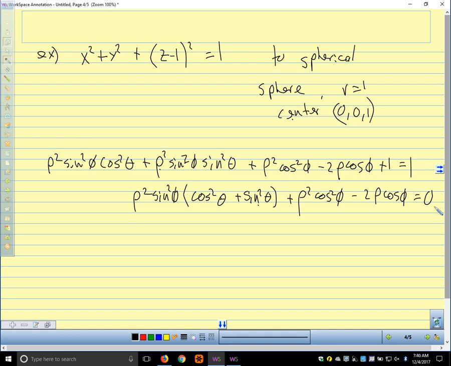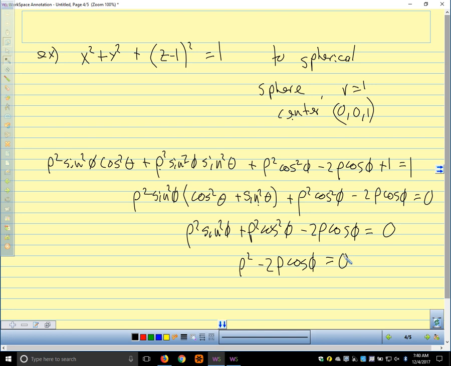All right, we good there? Yes. We get a rho squared sine squared phi plus rho squared cosine squared phi minus 2 rho cosine phi equals 0. Now we can factor a rho squared out because we get a sine squared phi plus cosine squared phi, which is 1. So we get rho squared minus 2 rho cosine phi equals 0. We just used the Pythagorean identity twice.